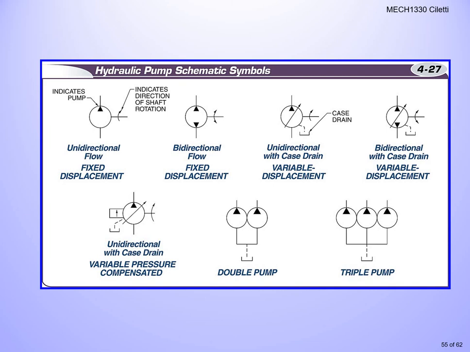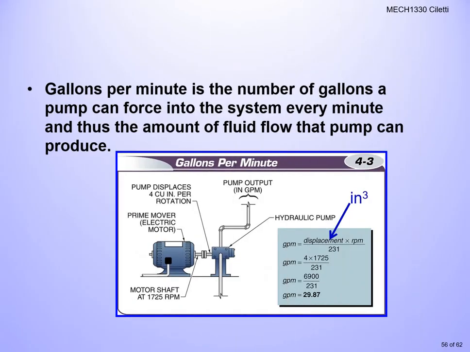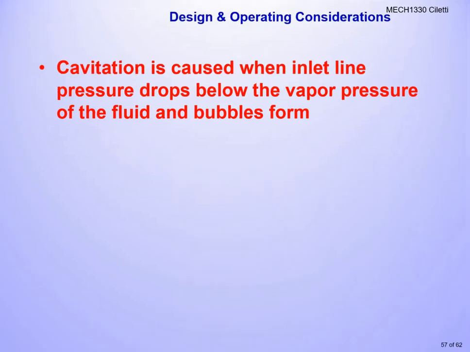And you can kind of see, as we add through here, what a double pump looks like, what a triple pump looks like, all schematically as we go through all this. Okay, so this is just some recapping here. We already did this. Gallons per minute is displacement times RPM divided by 231. So just another example here for you to look at, as we recap the lecture here.